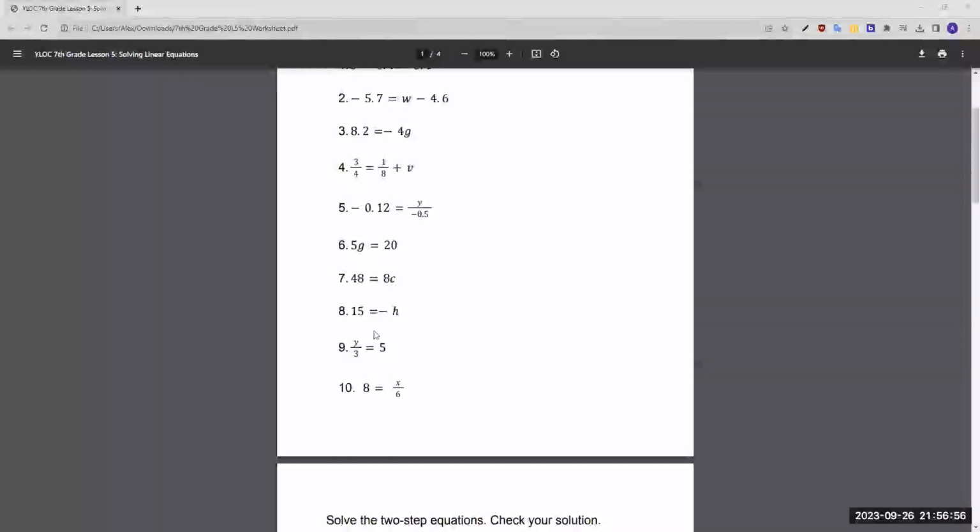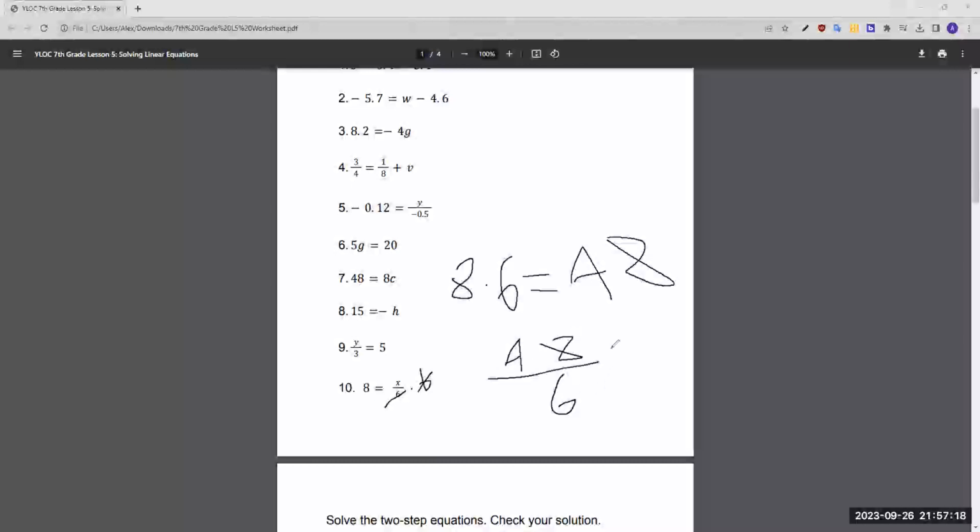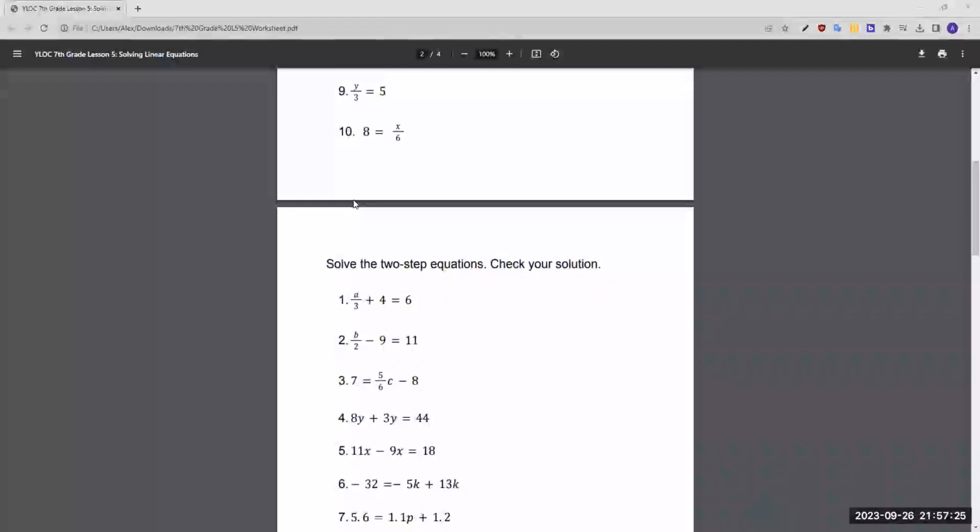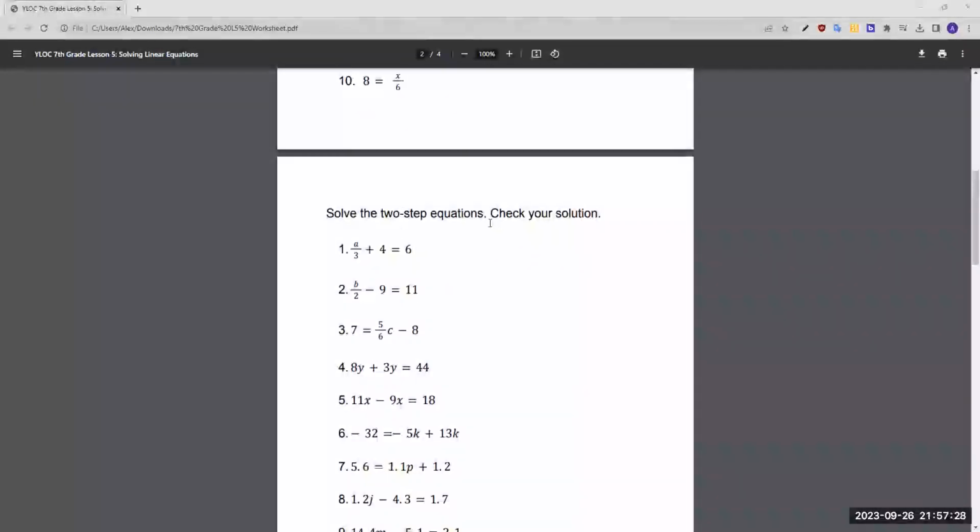Number 10, 8 equals x over 6. Now for this, to get rid of this denominator, we just multiply both sides by 6. So these cancel. 8 times 6 is 48. And now let's check our solution. So 48 over 6, that does equal 8. So that works. Now let's move on to solving the two-step equations and checking your solution.